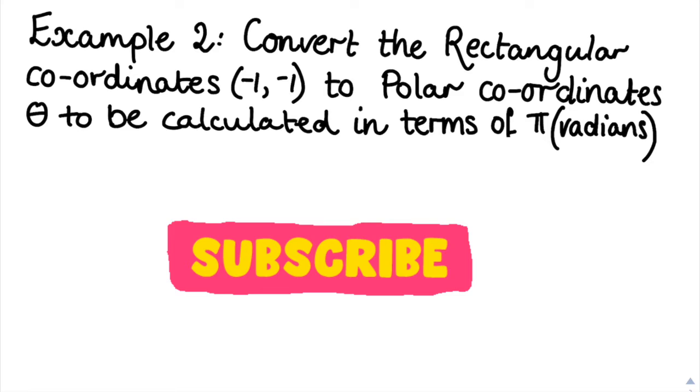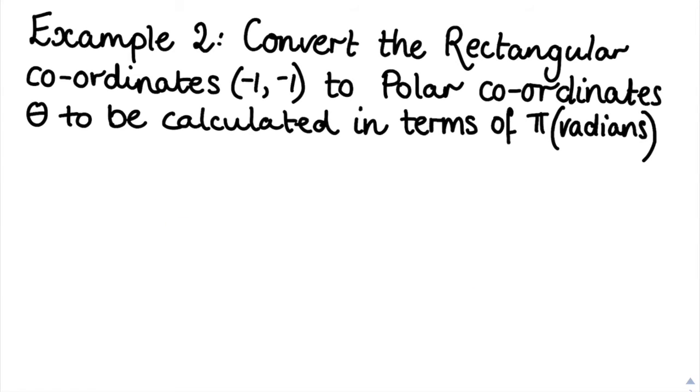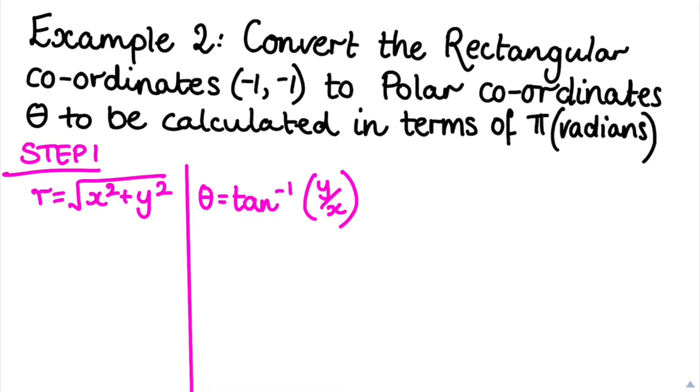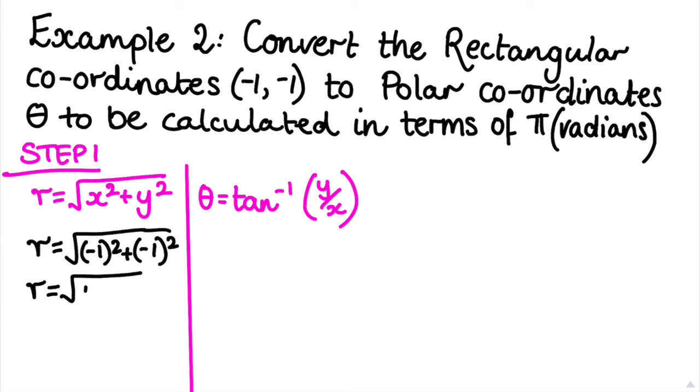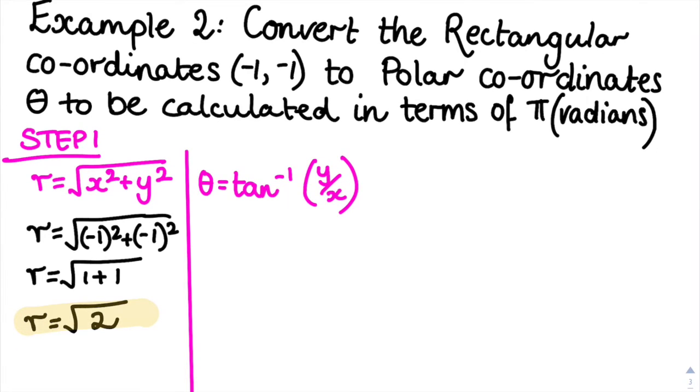A second example, convert the rectangular coordinates -1, -1 to polar coordinates. This time we need to keep our answer to theta in radians, not degrees. Step 1, let's substitute our values for x and y into these equations. We will find that r is equal to the square root of -1 squared plus -1 squared. That leaves us with the square root of 1 plus 1, so root 2. Let's leave this in radical form as 2 is not a perfect square.